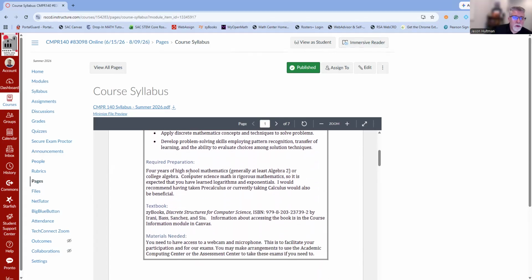Okay, required preparation: four years of high school math, at least Algebra 2 or College Algebra. Computer science math is rigorous mathematics, so it is expected that you have learned logarithms and exponentials, although I don't think there is a whole lot of that in this course, but you should have at least a college algebra understanding of math before taking this. I would recommend having taken pre-calculus, or currently taking calculus would be beneficial, but again, it's not necessary.